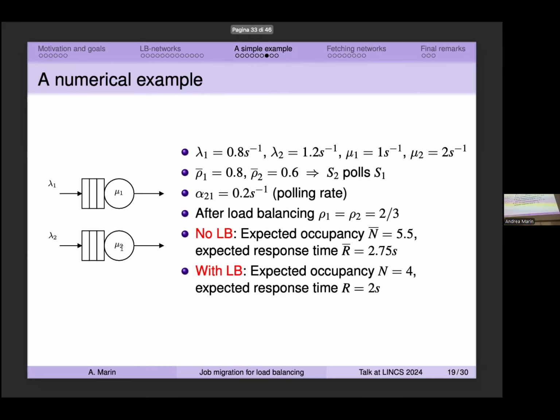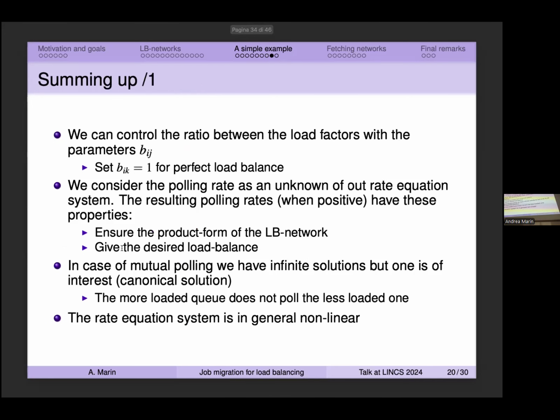Okay. Once you've done the load balancing, you have that the total expected number of jobs here and here is 4, and the expected response time moves from 2.75 seconds to 2 seconds, thanks to the migration of jobs that you do when there is this idle situation in station number 2. Okay, so this is basically it. I repeat, I'm showing this on a simple thing, but the network can be arbitrarily big and complex. If you want it closed, you then have the problem of the normalizing constant, the usual things that people working on design know they have to care about.